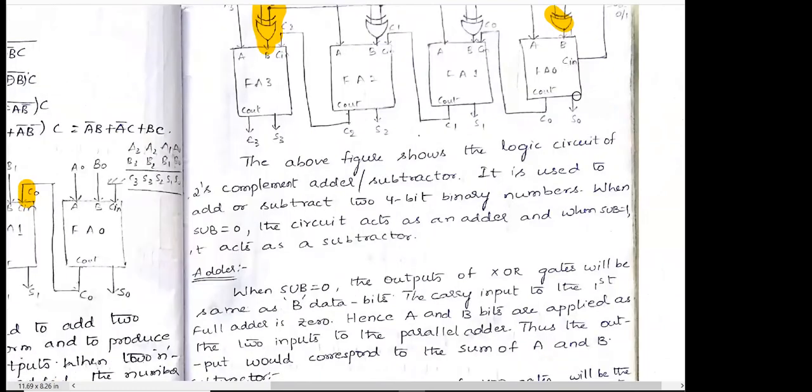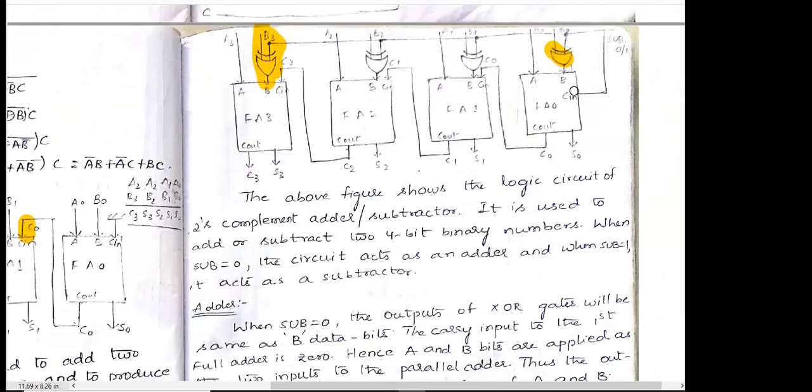See here the carry in. The first stage carry in is connected to the subtract input. If this is 0, it is performing the addition operation. If the subtract input is 1, it is performing the subtraction operation. This 1 is nothing but 1's complement plus 1.